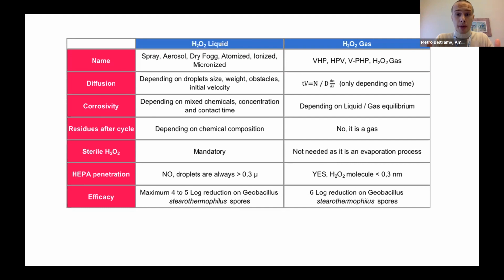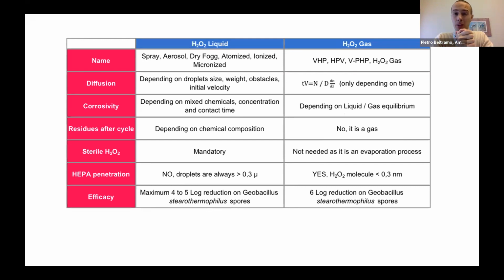Definitely, like every chemical in the world, the corrosivity depends on the concentration and the contact time. That's it, you know. So long contact time, high concentration, more corrosive. Less contact time, less concentration, less corrosive, but still corrosive. Okay.